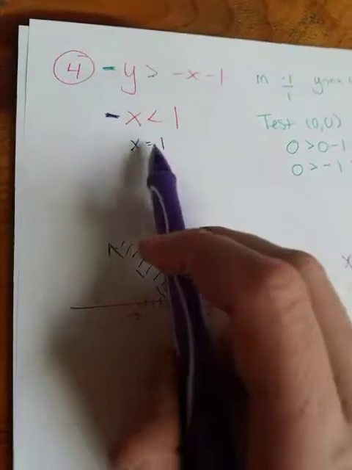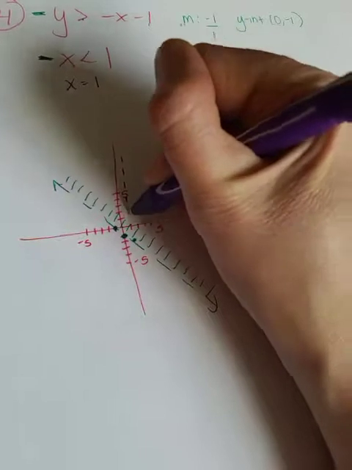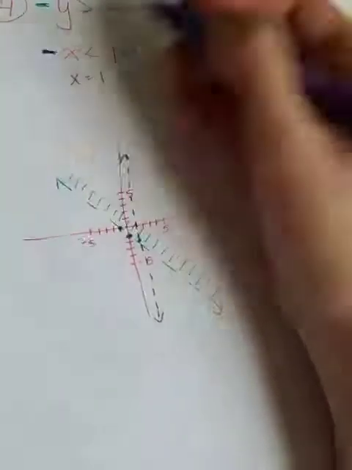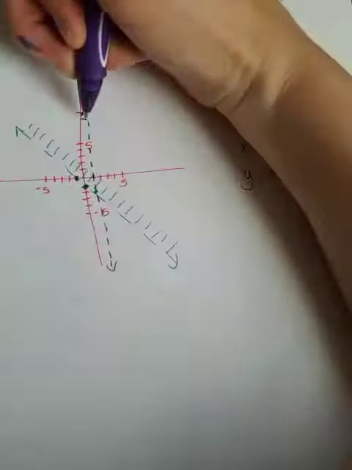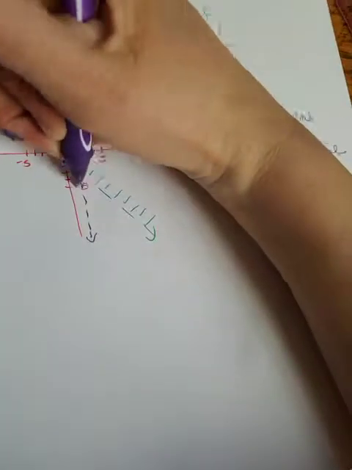Okay, so x is less than 1. That's really the line x equals 1. It's going to be dotted. It's a vertical line through 1. Okay, and so it's looking for all numbers less than 1. So that would be to the left of it. If you put in (0, 0), you would find that it's a true statement. 0 is less than 1, so you would shade to the left.